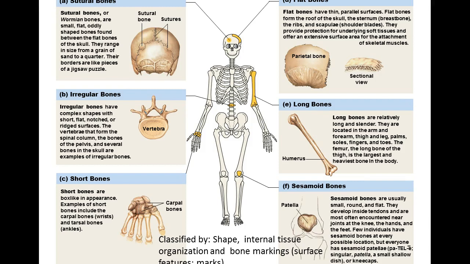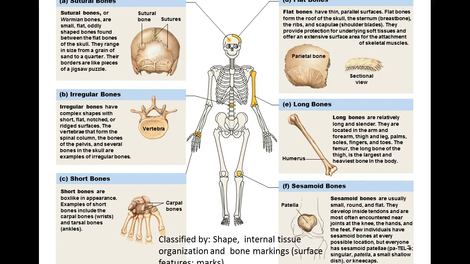Up at the top right, you have flat bones, and they have thin parallel surfaces. Flat bones form the roof of the skull, and the sternum. They provide protection, but it's not a mystery why they call them flat. They tend to look flat. If you look at the sternum in lab, the sternal bone, it looks flat.